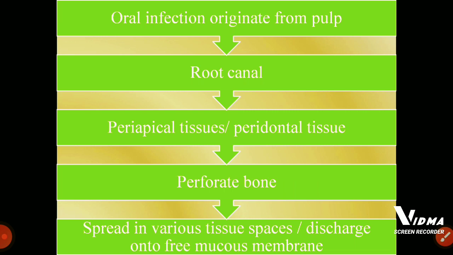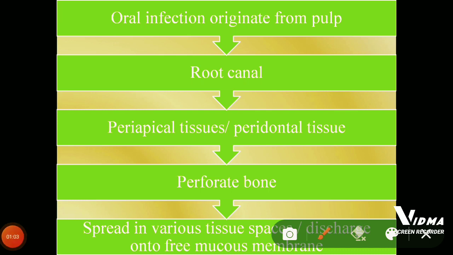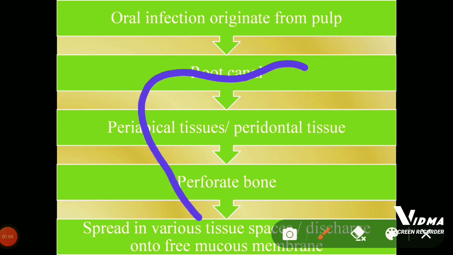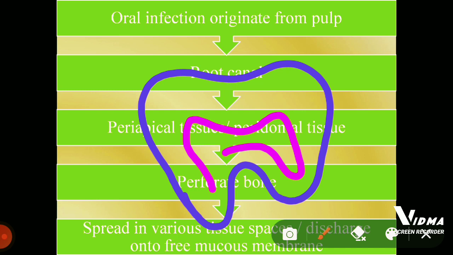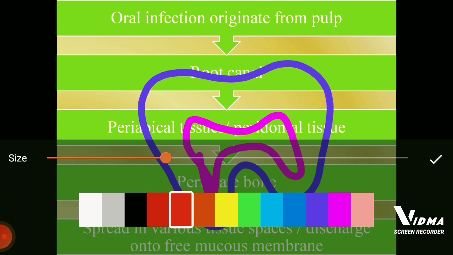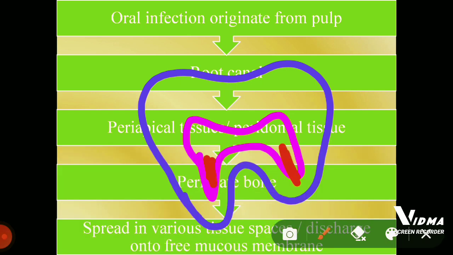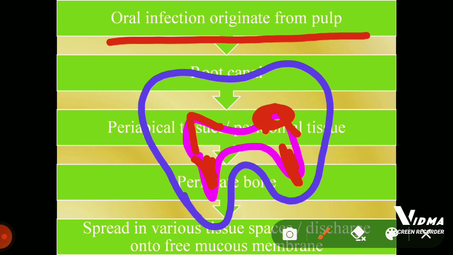Let me show you with a diagram. So you can see it is a tooth structure, and we have the pulp. This is our pulp. We have our root canals here. These are the pulp horns. These are the root canals. As you can see here, it is written that oral infection originates from the pulp. The infection occurs at the pulp, then it goes into the root canal. This is the root canal.